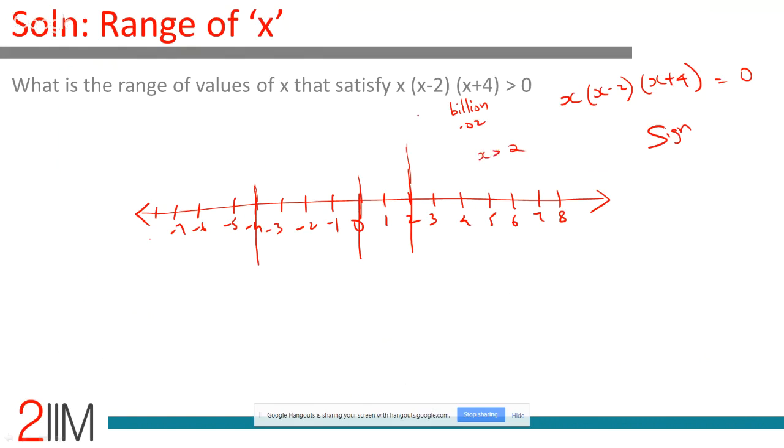x is greater than 2. This part will be greater than 2. This part will be greater than 0. x minus 2 will be greater than 6.